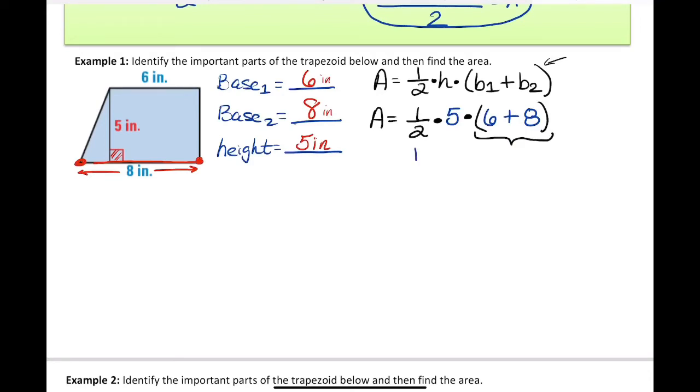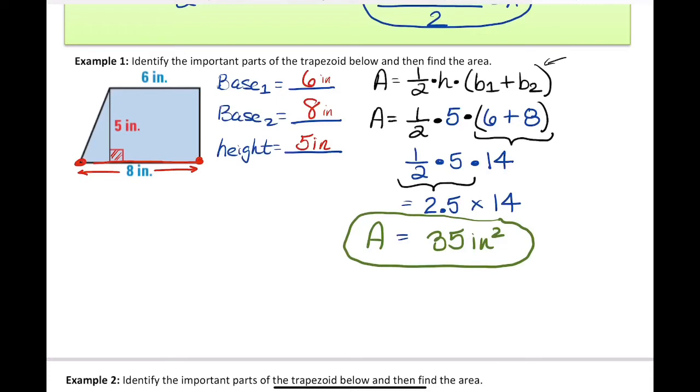All right, so I'm just going to drop down the 1/2. That is not affected by anything. I'm going to drop down times 5, and then the 6 plus 8 is going to be 14. All right, and then we can just go left to right here. Now 1/2 times 5 is 2.5. And then we're going to multiply that by 14. And that should be our area for that particular trapezoid. And then when we're all through with this, the area, A for area, is going to equal 35.